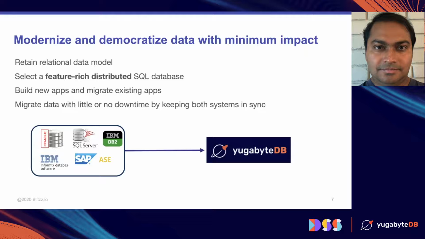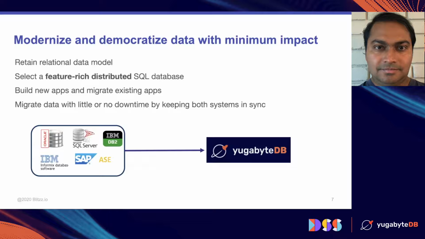And what does that mean? That means you should retain a relational data model as far as possible. You should select a feature-rich distributed SQL database to build or migrate your apps, and you can keep building your new apps on the new system, and alongside migrate your existing apps from the legacy systems. But the critical part here is that you can migrate with little or no downtime by keeping both systems in sync, which is what Amazon did over a period of 7 years.